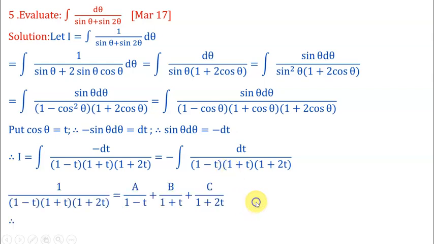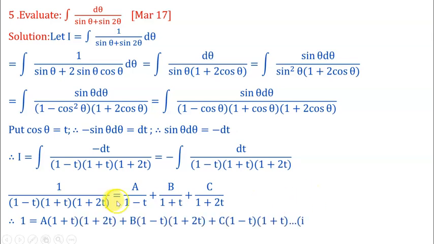Then by partial fractions, find the values of a, b, c. Multiply the whole term on both sides by 1 minus t into 1 plus t into 1 plus 2t. Then you will get 1 equals a in bracket 1 plus t into 1 plus 2t, plus b into 1 minus t into 1 plus 2t, plus c into 1 minus t into 1 plus t. Find the values of a, b, c.